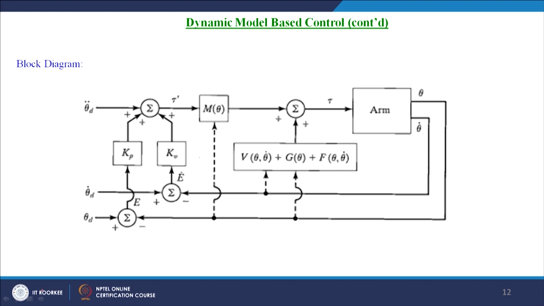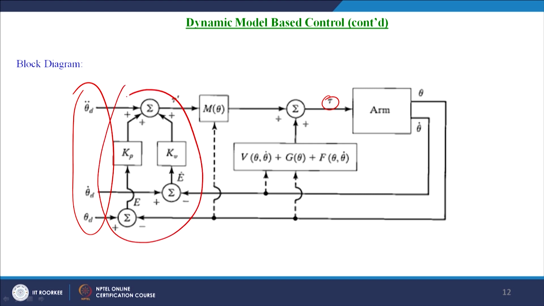Now, coming to the block diagram schematically representing the dynamic model based control scheme, shown here, we give the joint trajectories as the input and we compute the joint torque based on the servo law that is given by tau dash.